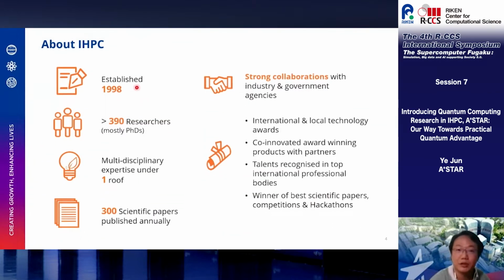We were established in 1998, and currently we have somewhere around 400 researchers, most of them PhDs, and all of the researchers are working in a multidisciplinary manner under one roof. We also publish quite a bit annually, and we have quite strong collaboration with various industry and government agencies. We are here to look into modeling and simulation and AI.